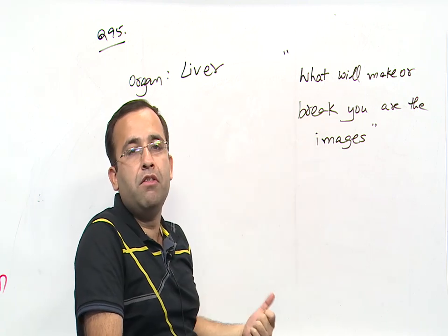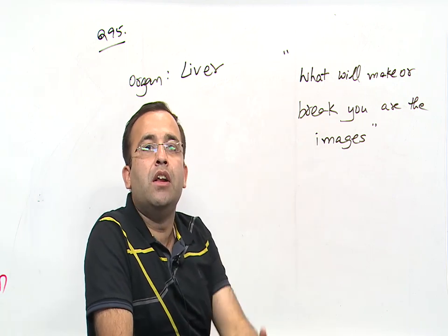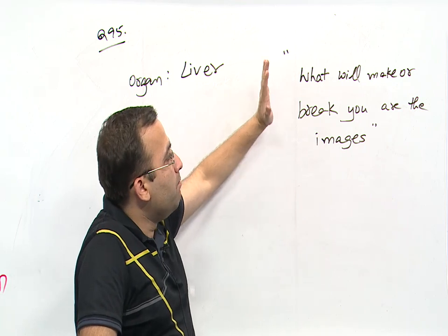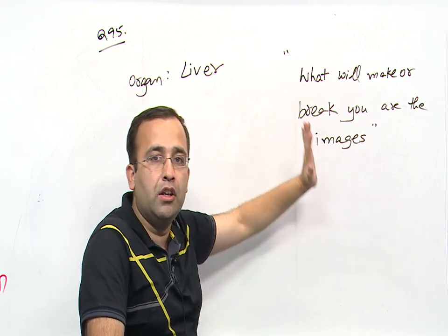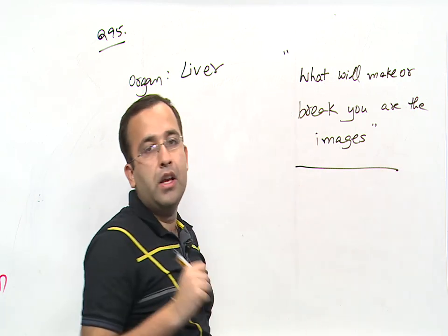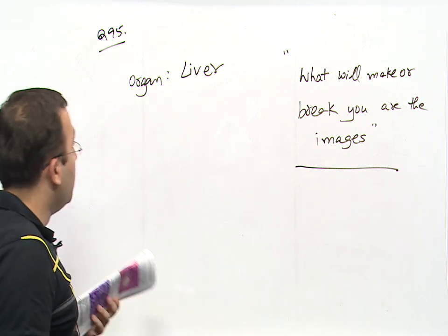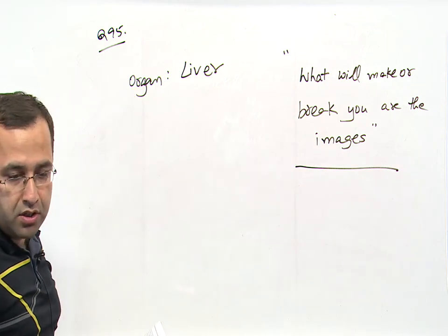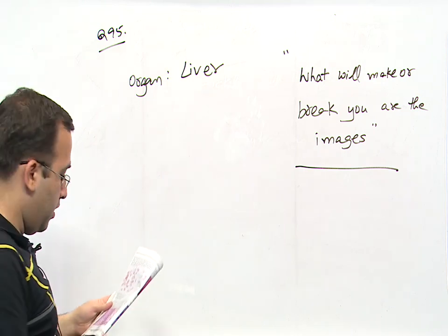Images cannot be explained very well in a satellite class. For that you need a live class. So what will make or break you are the images. Extremely important. So in this question, first identify the organ.